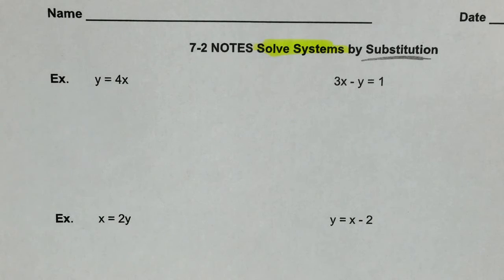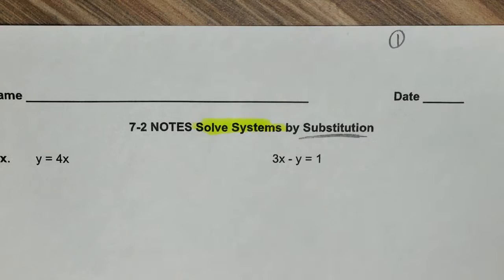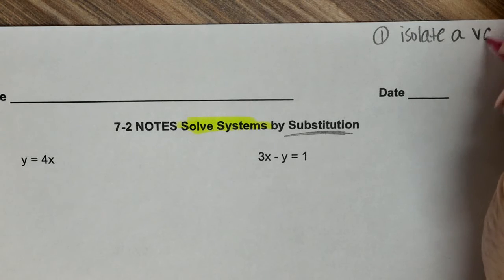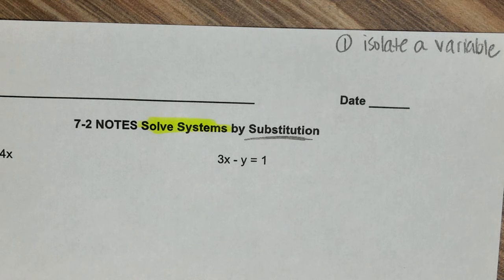Okay, when you do it by substitution, the first thing you want to do is isolate a variable. So write that over here. The first thing I want to do is isolate a variable. I don't care if you isolate the x or you isolate the y. It doesn't matter to me. You pick which one's the easiest, and that's actually what they'll ask you on the EOC. Which one should you isolate? Which one should you get by itself?